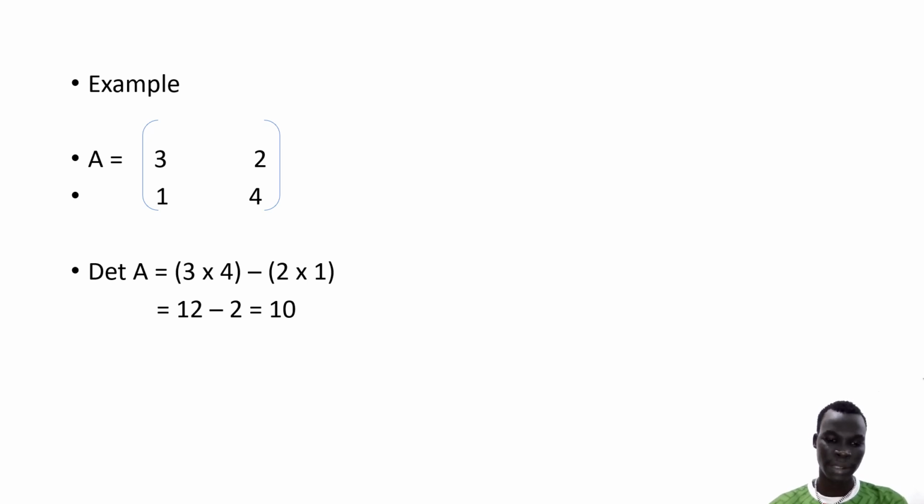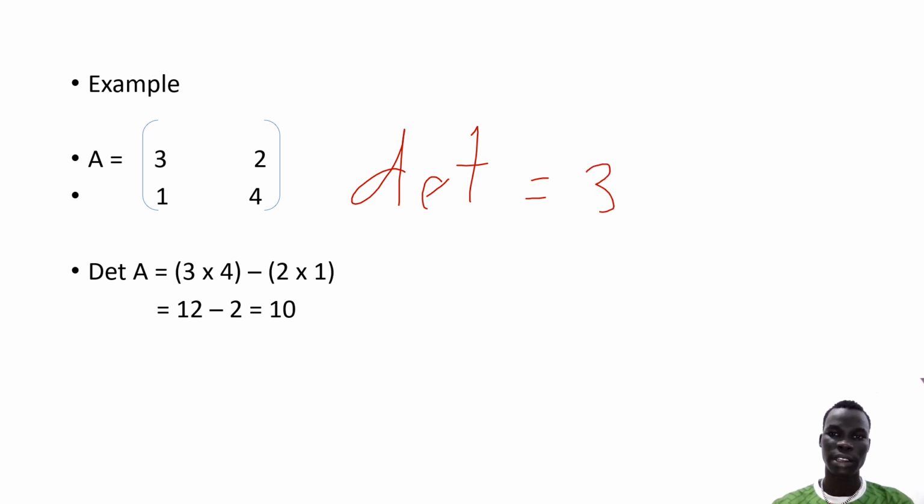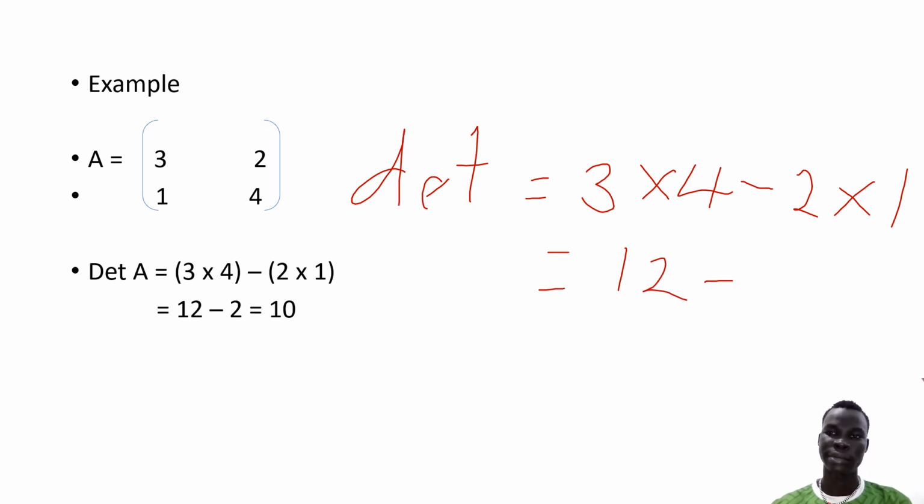Then how do we find the determinant of the matrix? We shall say the determinant is equal to 3 times 4 minus 2 times 1. Then it will be equal to 12 minus 2. Then our determinant will be equal to 10. So that's how we find the determinant.